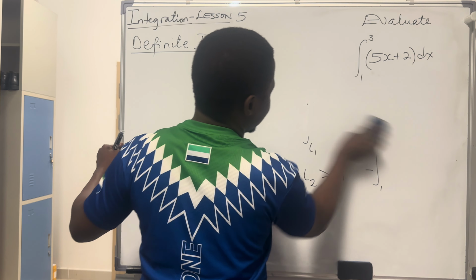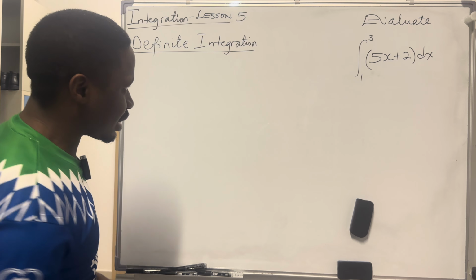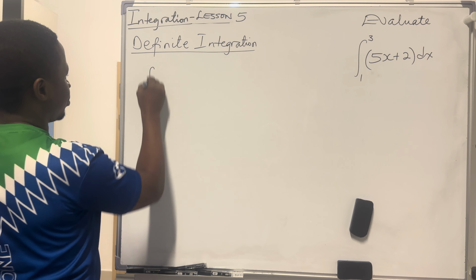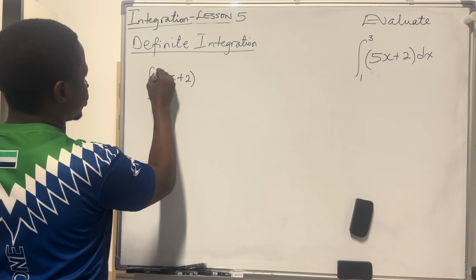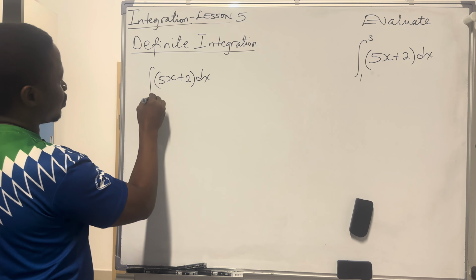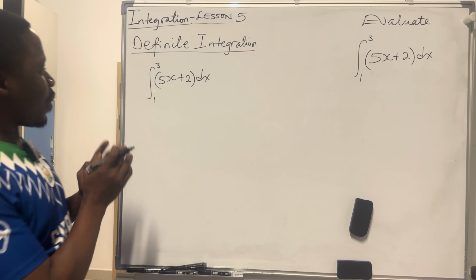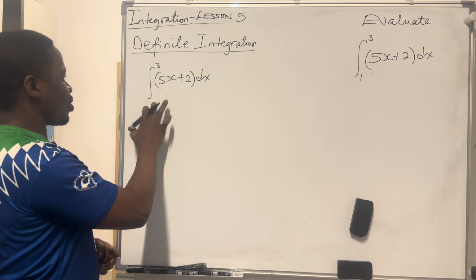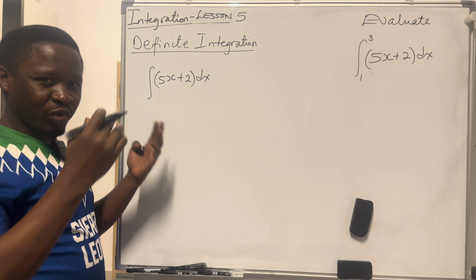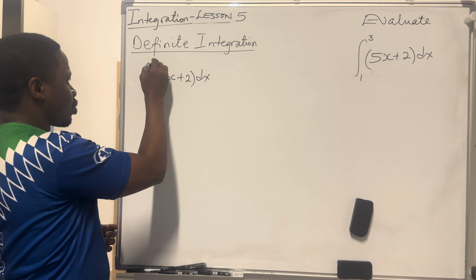Now we want to integrate this one. The first one here is a very, very simple one. We are to integrate 5x plus 2 dx from 1 to 3. These are the limits. When you want to integrate this, do the same thing you did when there were no limits. Perform the same integration like when there were no limits. The difference will come later.